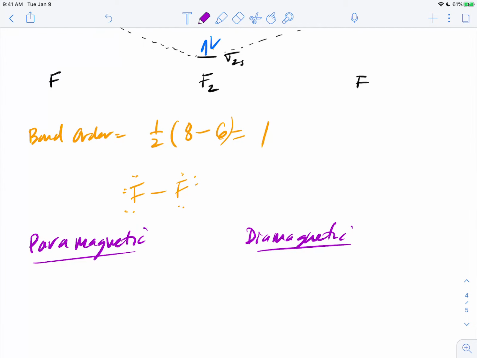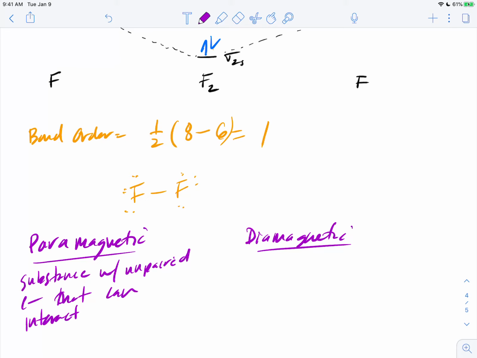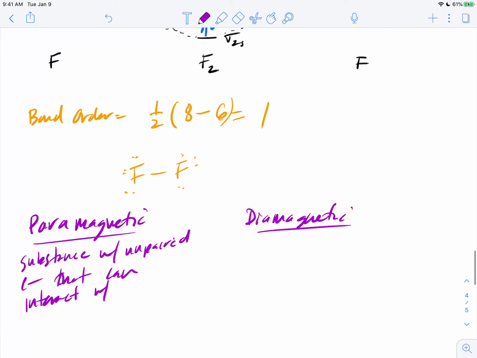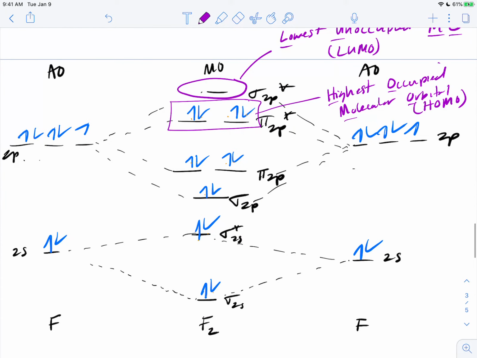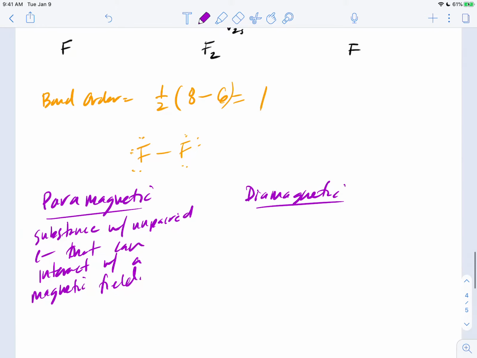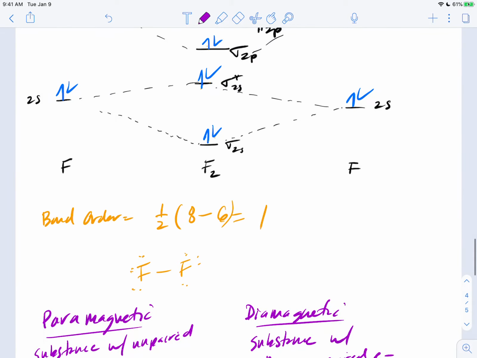So paramagnetic means it is a substance with unpaired electrons that can interact with a magnetic field. Okay, so that's nice. And if we look at the diamagnetic, that would be where we have, in the case of fluorine, where every single electron is paired up with another electron. So that happens less often. So this is a substance with no unpaired electrons. So we would say the bond order is 1. It is diamagnetic.